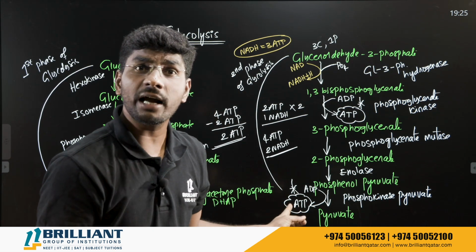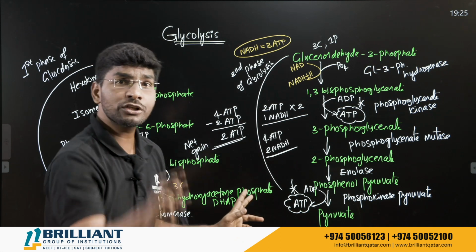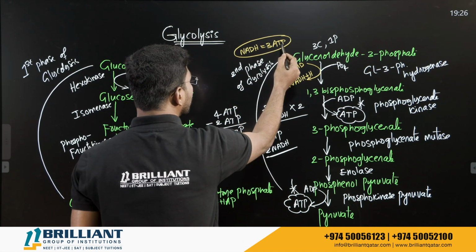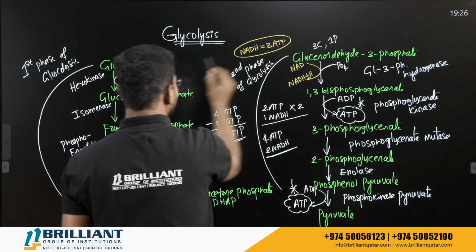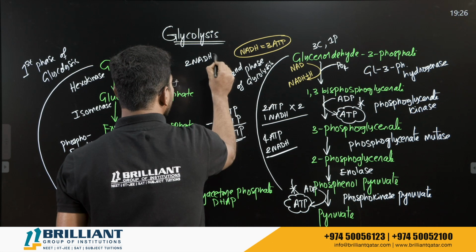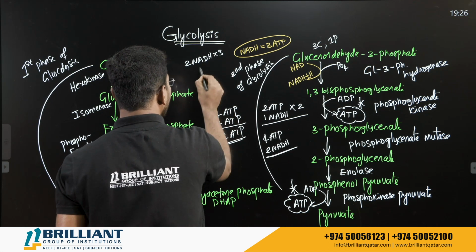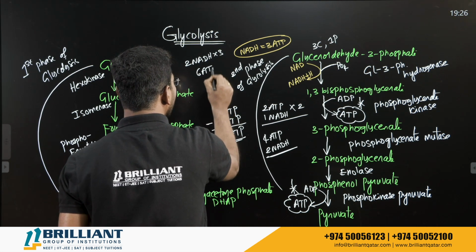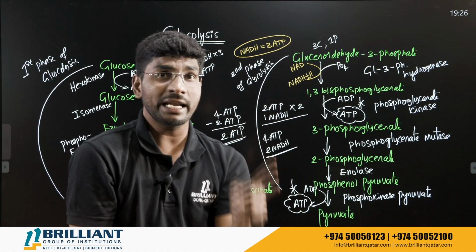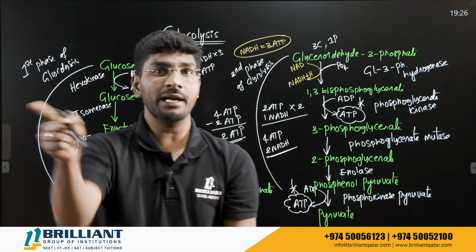So what about the NADH? Now how many NADH? 2 NADH, right? So 1 NADH gives 3 ATP. That means 2 NADH into 3 ATP, total 6 ATP. But this 6 ATP will not form in glycolysis. We have to encash this NADH2 into ATP where?